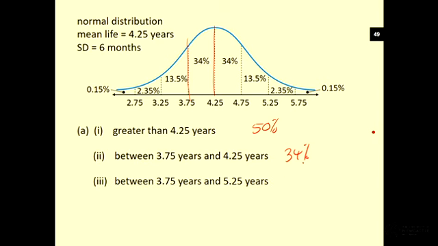What about between 3.75 and 5.25? Well, now it's asking for all of this range. What do you reckon? Add the 3 bits up. The 34s make the 68. Add the 13.5 onto it. 68, 78, 81.5%. So if you've got this thing, you can answer all the questions. We're not going to ask you about what percent to do with 4.3. I don't know the answer to that. It's going to stick on the boundaries.